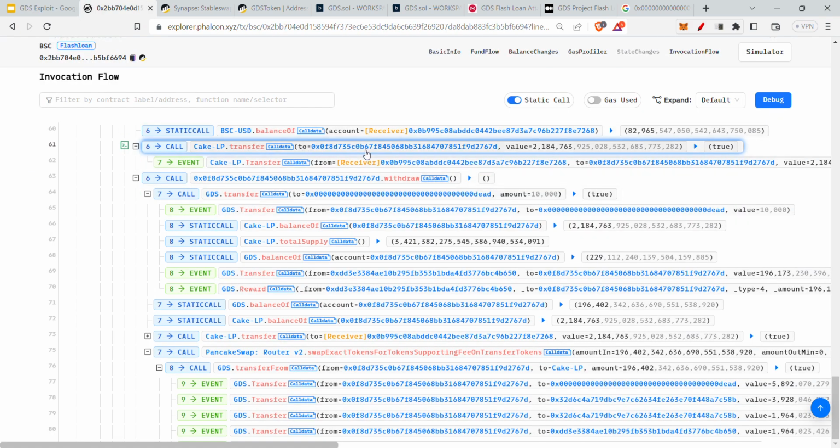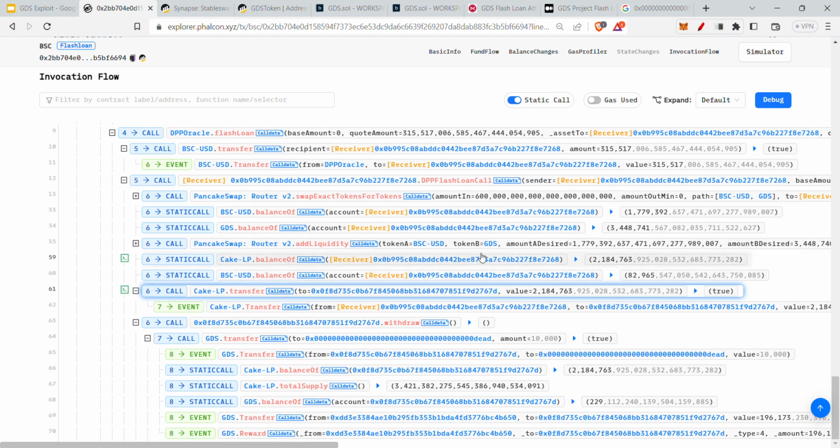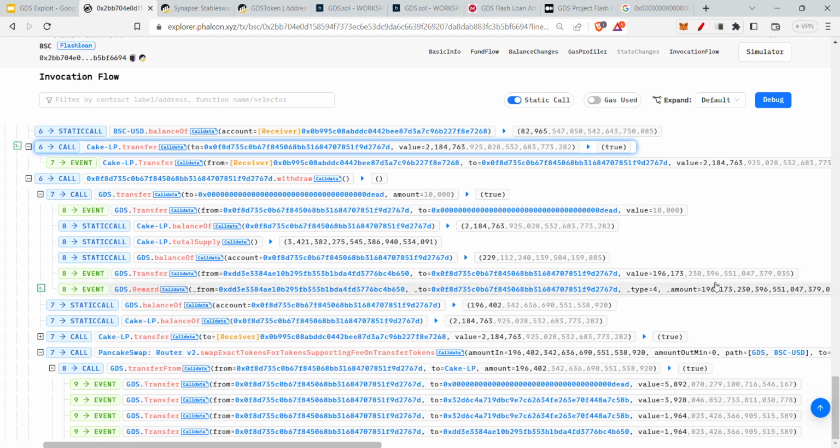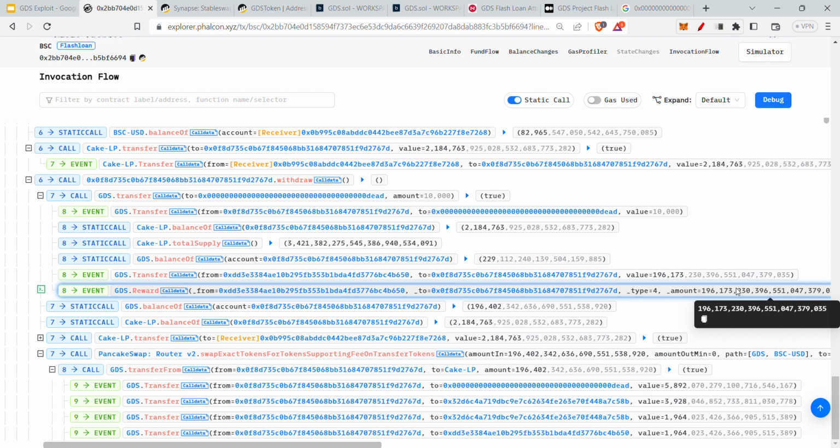So we see here, it has call transfer to the date amount. Right, yeah, here. So the total supply of the LP token is actually only 3 million. And because of the flash loan, you're able to get 2 million, which is almost 2/3 of the total supply. And then after all the transaction happens, somehow the attacker gets 196,000 GDS tokens.